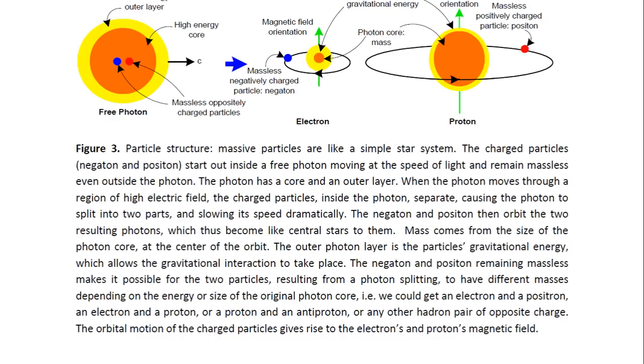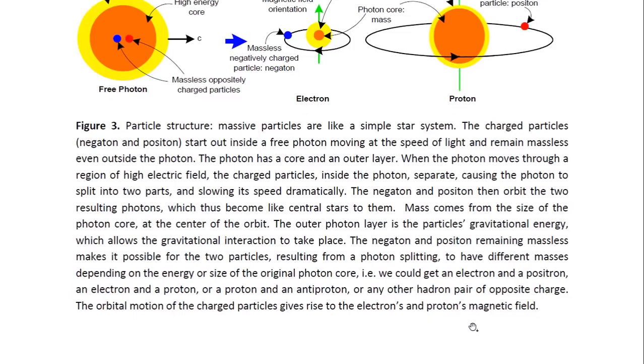The negaton and positron remaining massless makes it possible for the two particles resulting from a photon splitting to have different masses depending on the energy or size of the original photon core. In other words, we could get an electron and a positron, an electron and a proton, or a proton and an antiproton, or any other hadron pair of opposite charge.